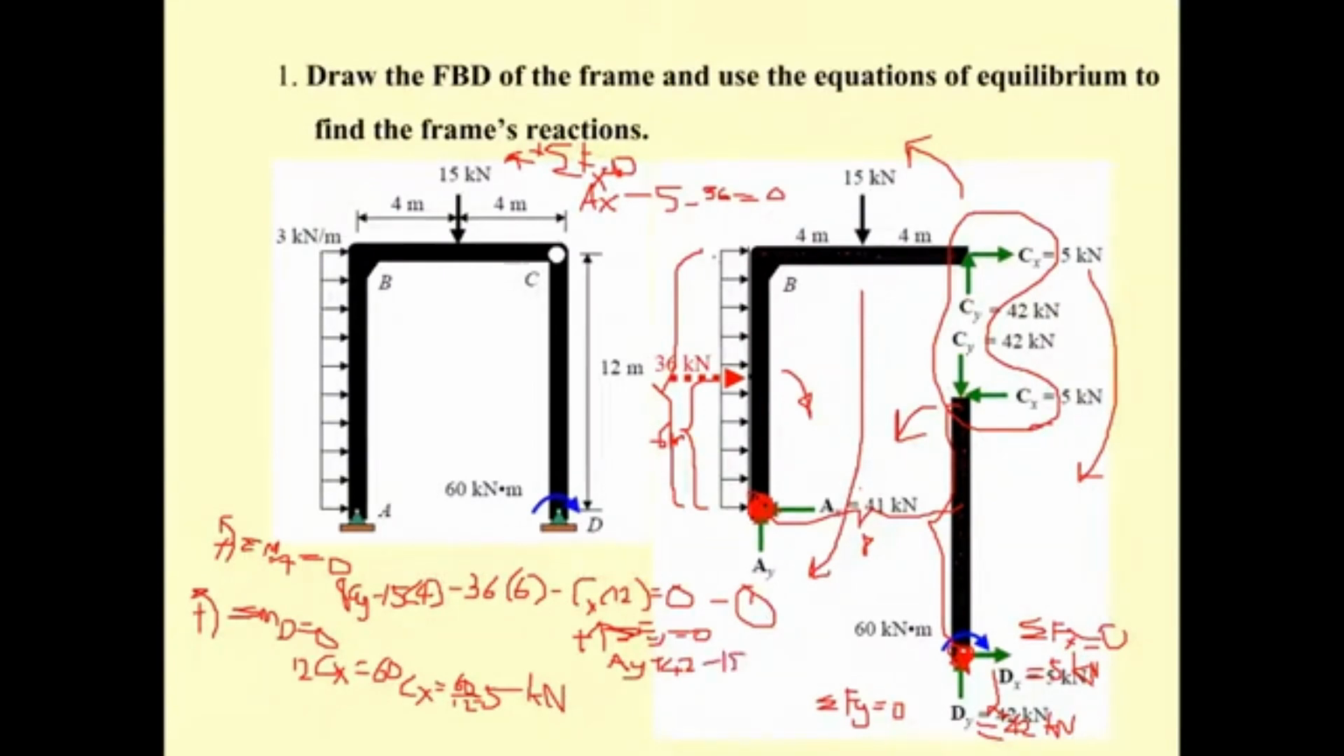So by this way, it's going to be equal to 0, and you will get A sub y equal to minus 42 plus 15. So that means you're going to get minus 27, right? 27 kilonewton. And you get this one for minus 27. What it means is A sub y is going to be downward.